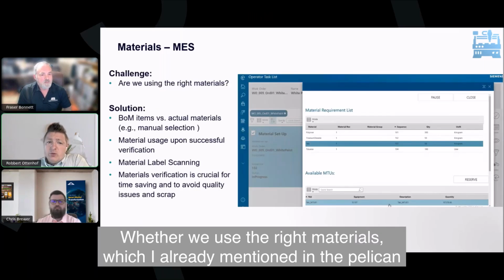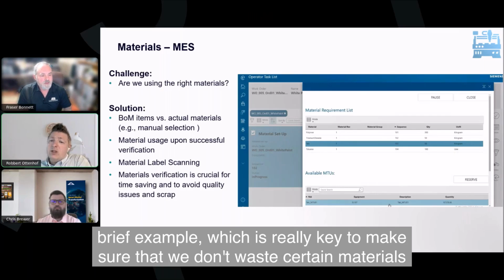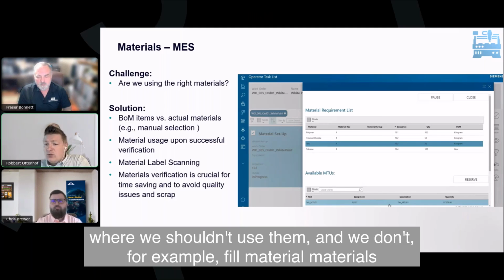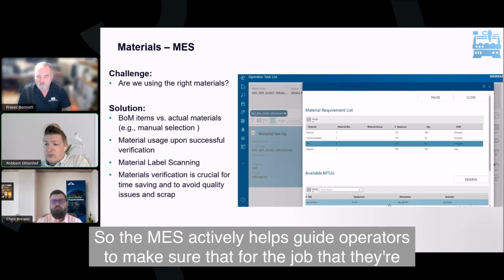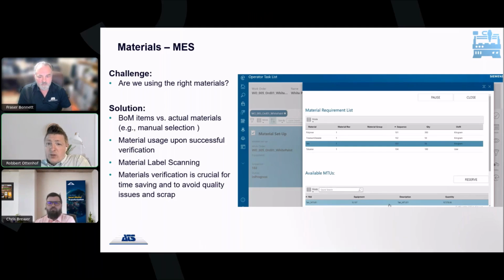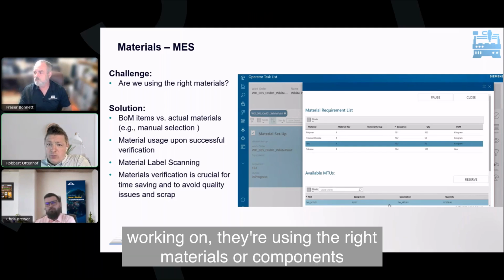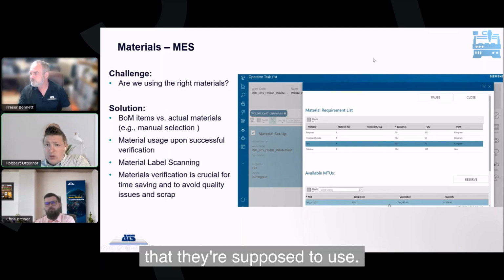Whether we use the right materials, which I already mentioned in the Pelican Roost example, is really key to make sure that we don't waste certain materials where we shouldn't use them, and we don't, for example, fill materials where we shouldn't fill them. So the MES actively helps guide operators to make sure that for the job that they're working on, they're using the right materials or components that they're supposed to use.